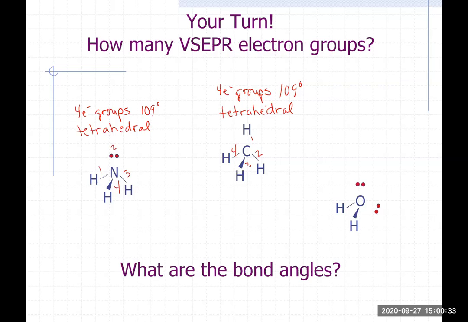Look at the last one over here. We have 1, 2, 3, 4. Each lone pair counts as an electron group, and each single bond counts as an electron group. 4 electron groups. What are the bond angles? 109 degrees. And the electron geometry, tetrahedral. So you see the electron geometry is tetrahedral if we have 4 electron groups, and it doesn't matter for the electron geometry if those 4 electron groups are bonding or non-bonding.